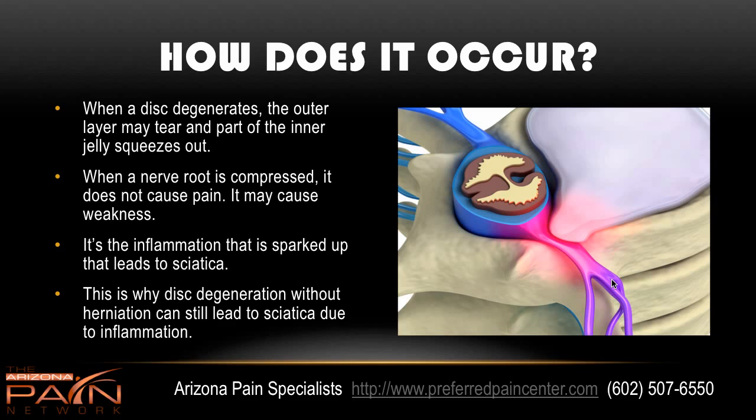Then inflammation can get sparked up, and that's where you get sciatica pain, and it can shoot down the nerve root. Now, having said that, what that means is even if there's no jelly that's squeezed out, if there's just some tearing, it can actually spark up inflammation with degenerative disc disease and cause irritation. That's called a chemical irritation of the nerve root.